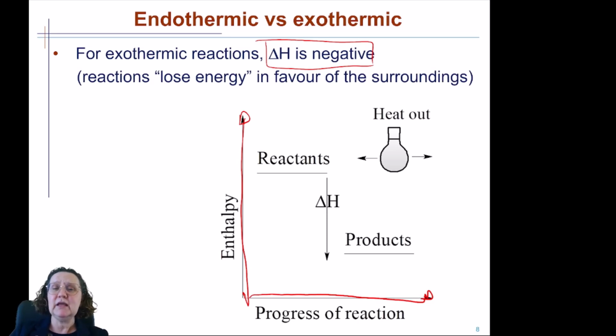What does that mean? It means that your reagents, your reactants, have enough energy to make the products and give out some of that energy in the form of heat. So the enthalpy of the reagents is higher than the enthalpy of the products. The reagents have enough energy to make the products, and there is a certain energy left over that is being released in the form of heat to the surroundings.